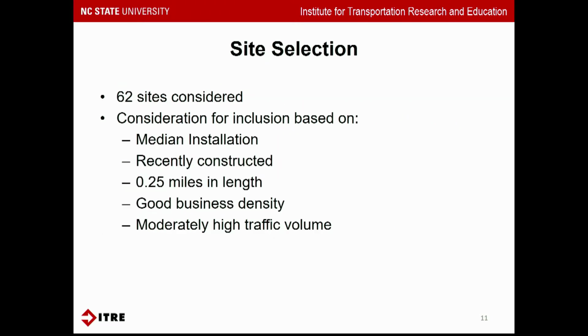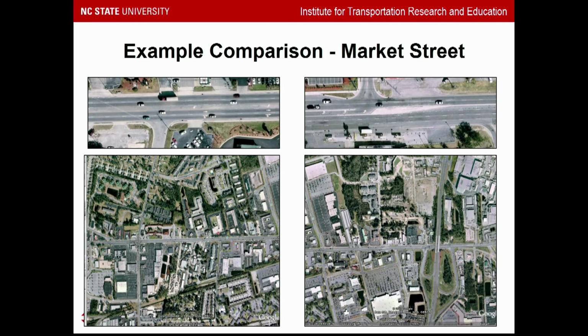So in all, 62 sites were considered. They had to have a median, fairly recently constructed within the last 4 or 5 years at most. We wanted to make sure that it was fresh in their mind, and that they knew a little bit about the site, at least a quarter mile in length with good business density. We didn't want something where this gas station was the only one in that area and then other gas stations came in, because then that could impact their business, and that wouldn't necessarily be the impact of the median installation, with moderately high traffic volume.